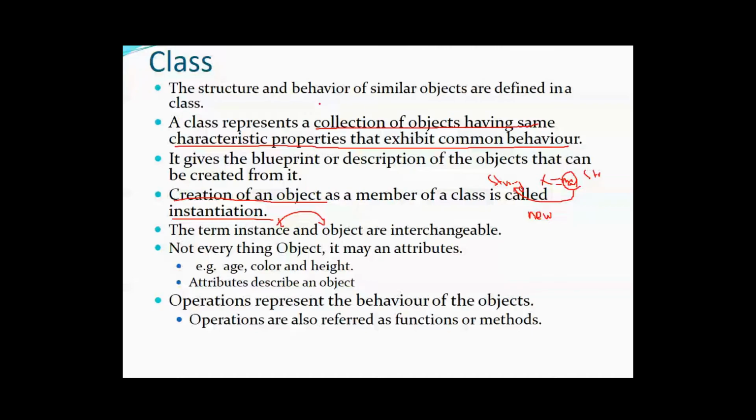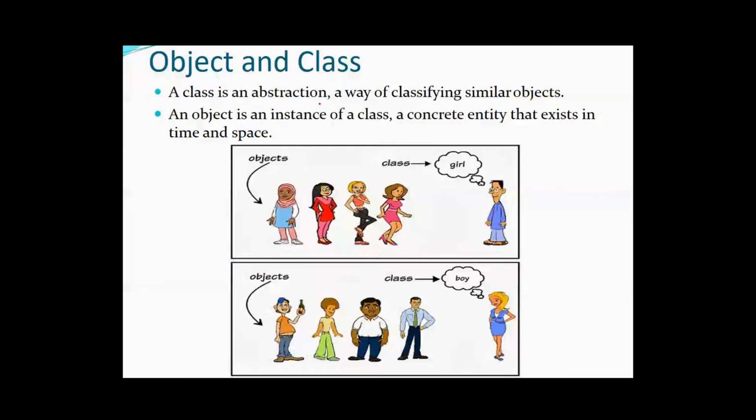This is the class. Remember the definition of the class: it represents a collection of objects which have the same attributes and the same behavior, or there are some differences, which we talked about. Now this is an example of an object and a class. The class is an abstraction, a way of classifying similar objects.